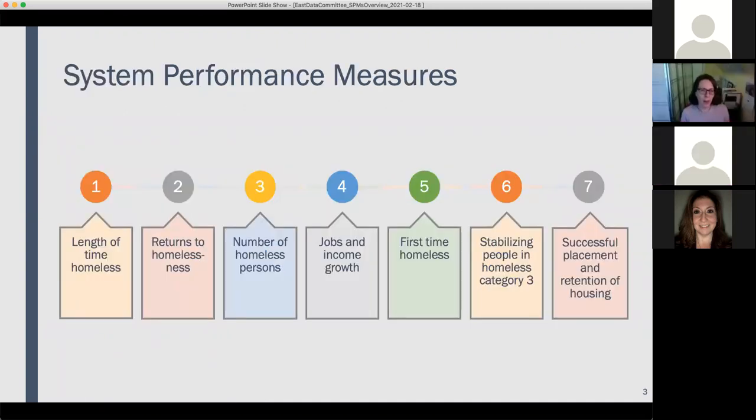When we talk about the system performance measures, there are 7 of them. They are length of time homeless, returns to homelessness, number of homeless persons, jobs and income growth, first-time homeless, stabilizing people in homeless category 3, and successful placement and retention of housing. So those are the 7 system performance measures. We're going to work our way through all 7 of them, touching briefly on each.